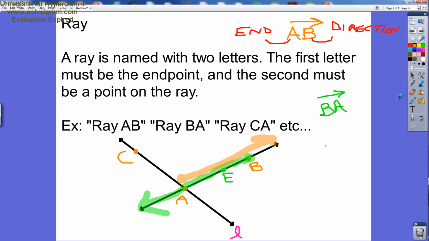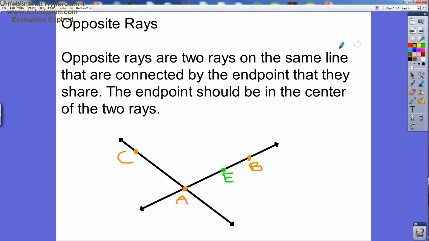Now, we have a special different type of pair here that we end up talking about a lot, and we call them opposite rays. Opposite rays are a very special situation, where, first of all, they both have to be on the same line, and second of all, they have to have the same endpoint and go in the opposite direction. So in this case, there are two opposite rays in this thing right here.